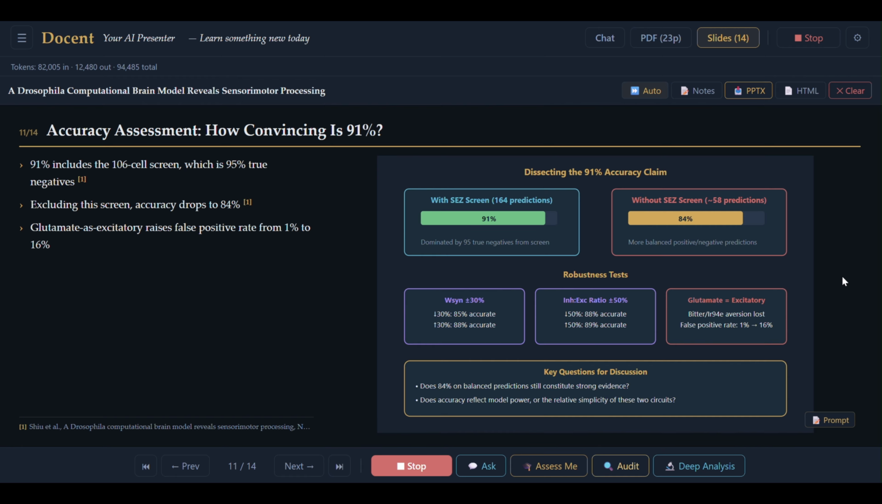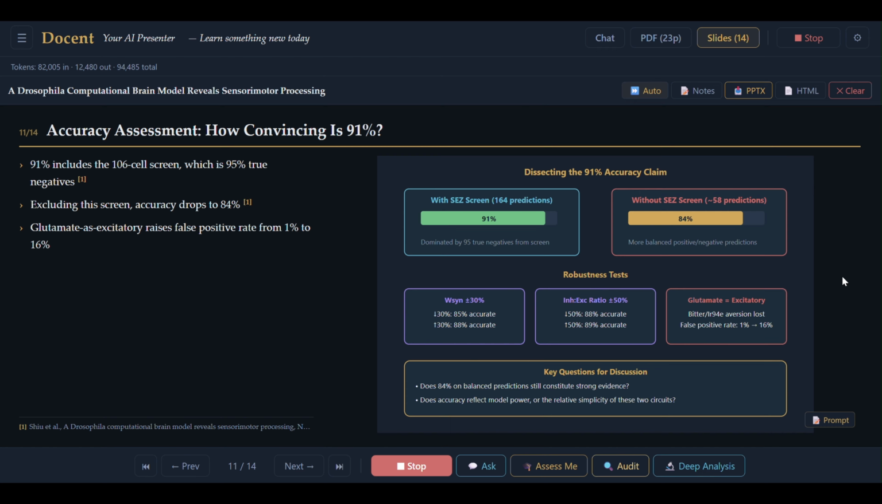The robustness tests are reassuring. Wsyn plus or minus 30% and inhibitory to excitatory ratio plus or minus 50% cause only modest accuracy drops. However, the glutamate sign test is revealing. If glutamate is treated as excitatory instead of inhibitory, the model loses its ability to predict bitter and IR94e as aversive, and the false positive rate jumps from 1% to 16%. This means the novel IR94e finding depends critically on the glutamate-is-inhibitory assumption.